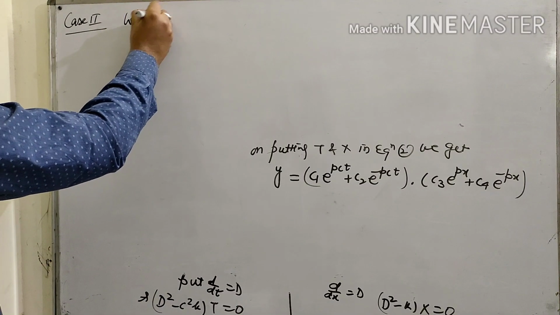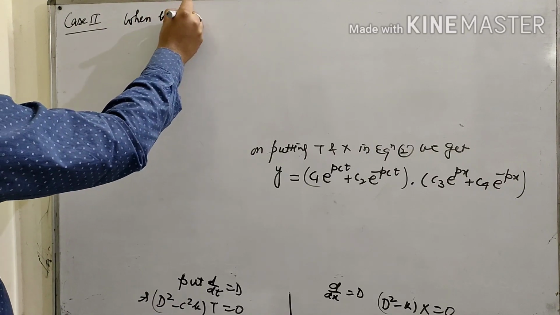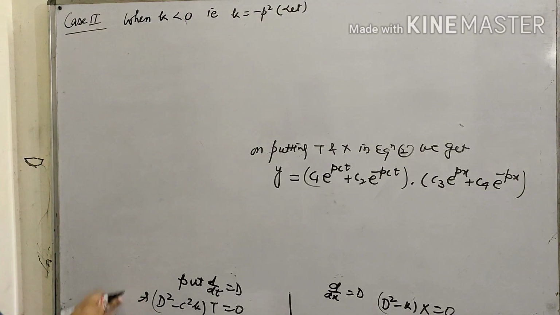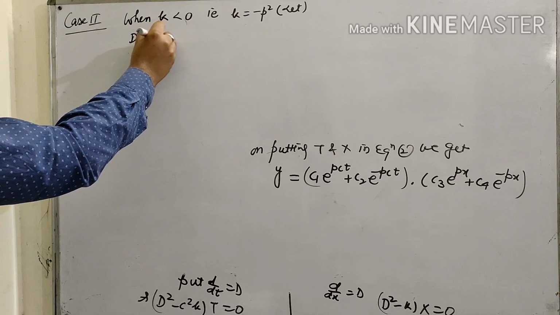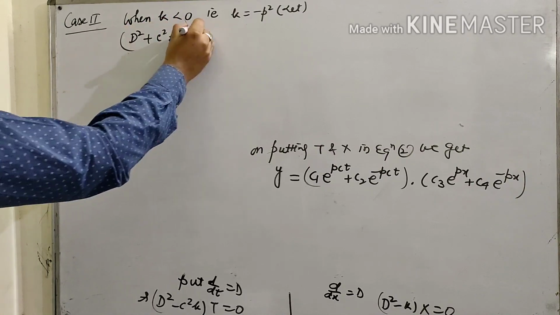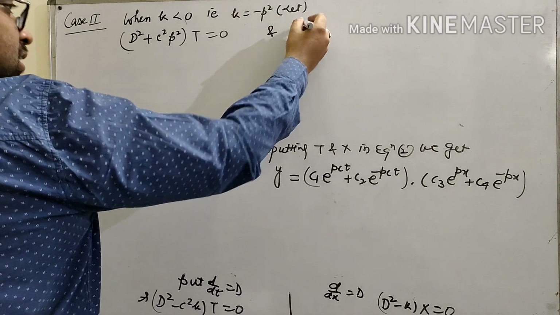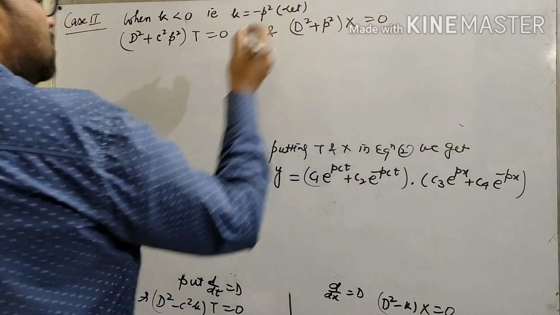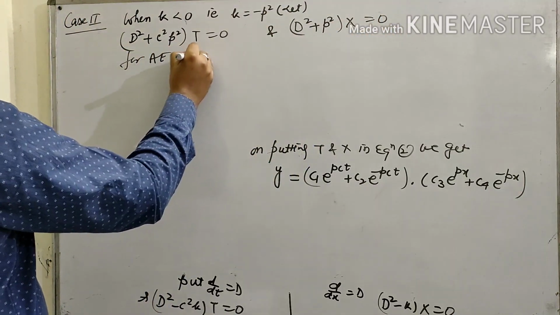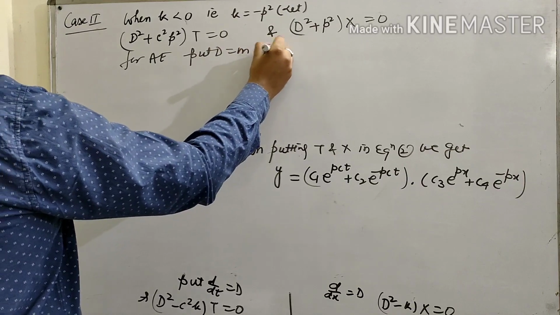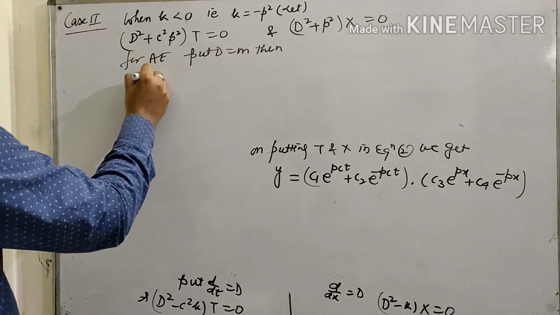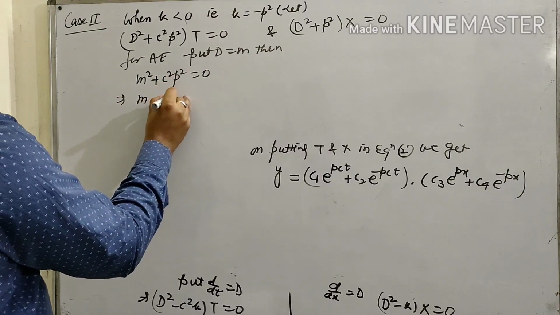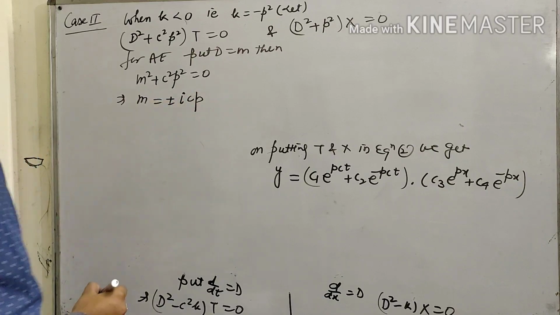Case 2, when k is less than 0, that is k equals minus p square, then we get D square plus c square p square capital T equals 0 and D square plus p square capital X equals 0. So for the auxiliary equation, put D equals m, then equate to 0 the bracket of LHS. We get m square plus c square p square equals 0. From this we get m equals plus minus icp.